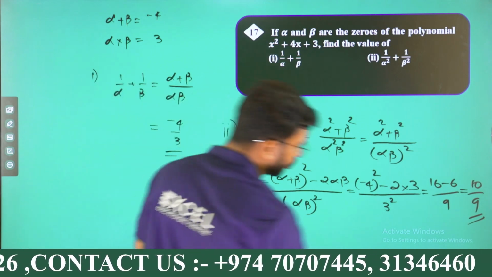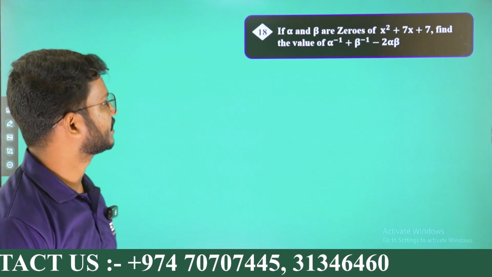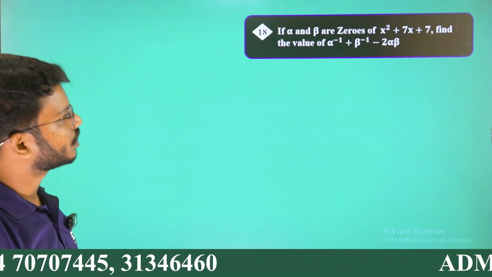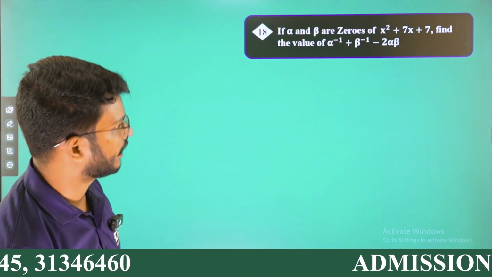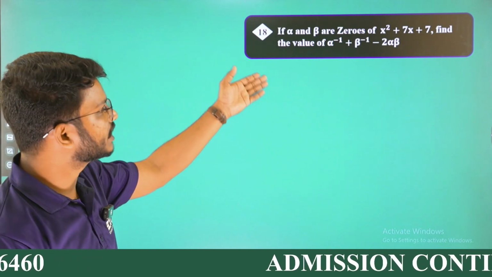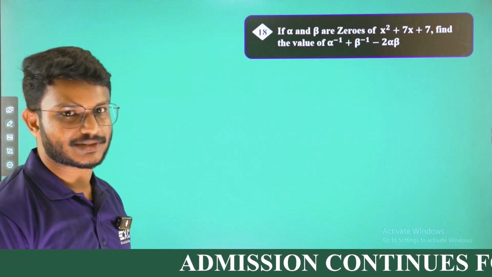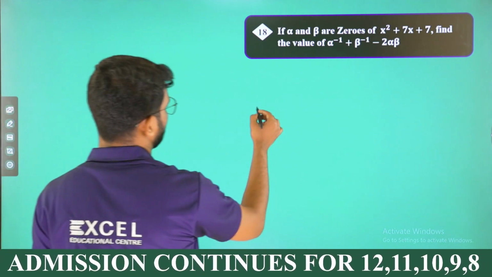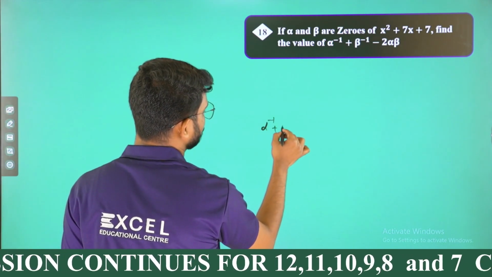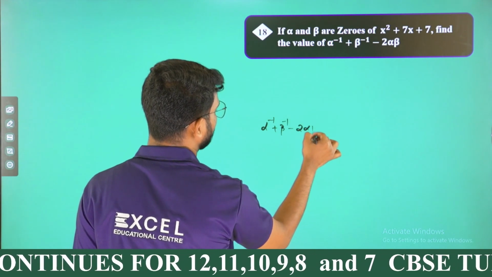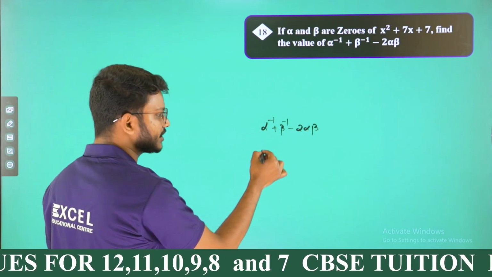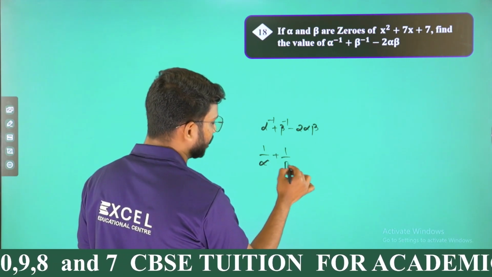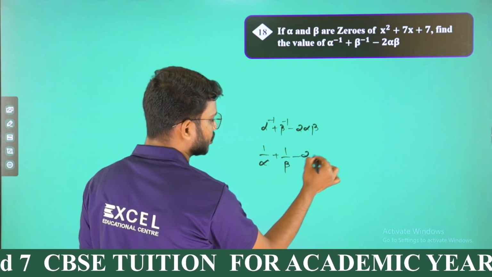Then 3 more questions remaining. Let's check the 18th question. If alpha and beta are the zeros of x square plus 7x plus 7, find the value of alpha inverse plus beta inverse minus 2 alpha beta. So it's a similar question. What is alpha inverse? It is 1 by alpha, plus 1 by beta, beta inverse, minus 2 alpha beta.